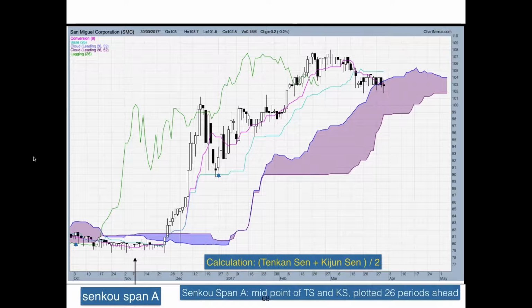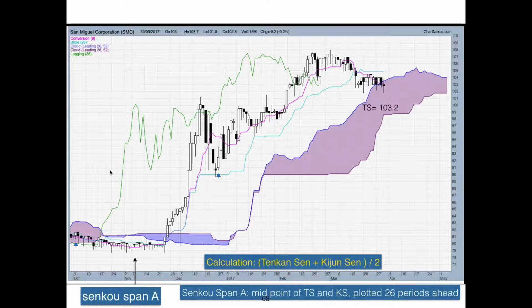Now the Senkou span A is the average of the Tenkan-sen and the Kijun-sen line. We get the value of the Tenkan and Kijun-sen added and then divide that by 2. Then we plot the answer 26 periods ahead.